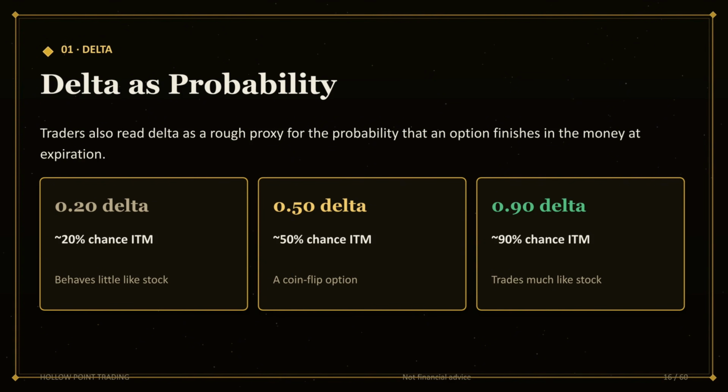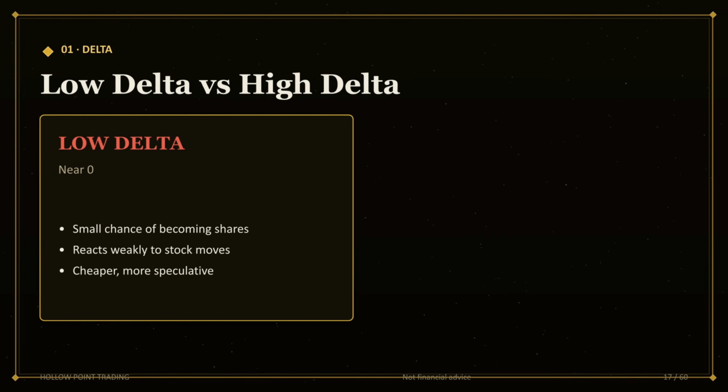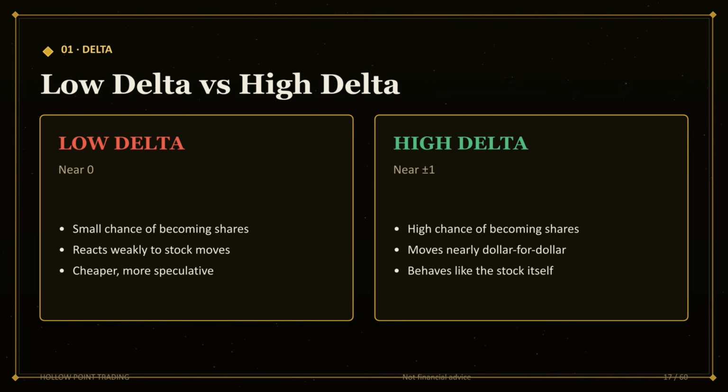Traders also read delta as a rough proxy for the probability that an option finishes in the money at expiration. A 0.20 delta suggests a 20% chance, while a 0.90 delta indicates a 90% chance of finishing ITM. Low delta, near zero, means a small chance of becoming shares and weak reactivity to stock moves. High delta, near 1, means a high chance of becoming shares, moving nearly dollar for dollar like the stock itself.